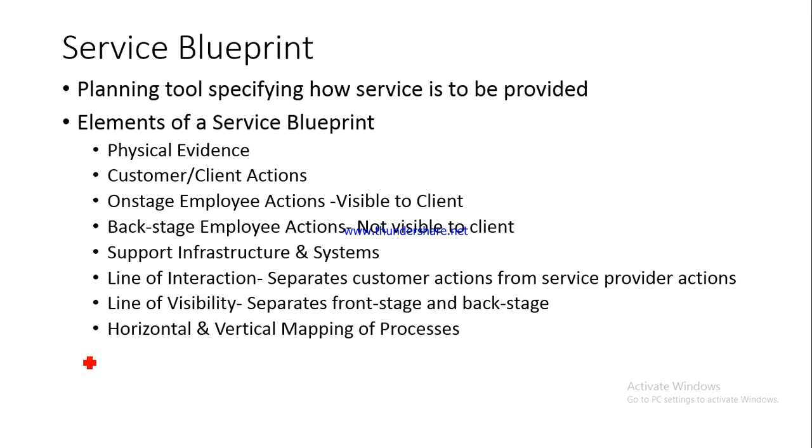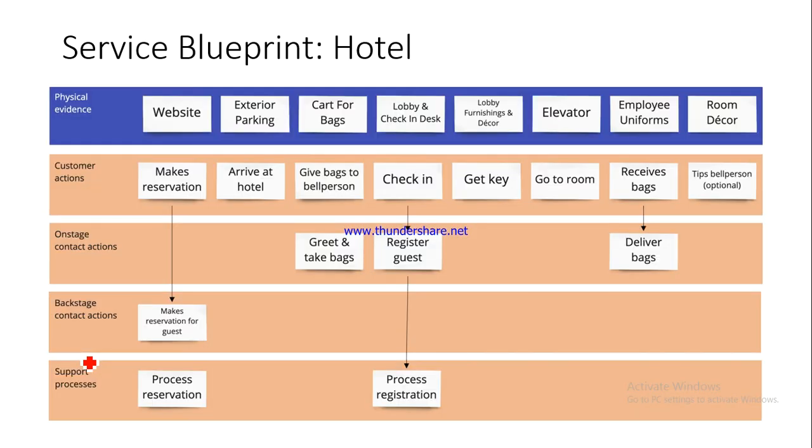Now what do we mean by horizontal and vertical mapping of process? Let me show you in the example now. What do we mean by this? This is the horizontal mapping of the process, and this is the vertical mapping. Horizontal mapping is what does the customer do. Now please understand, this is the physical evidence, right? What are the physical evidences?